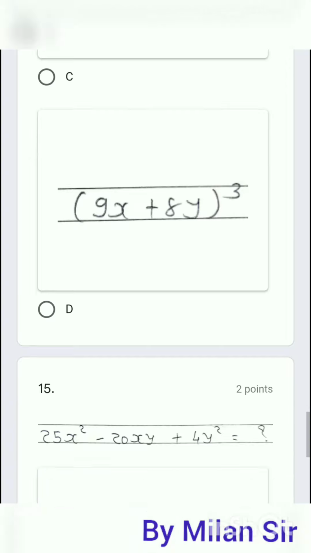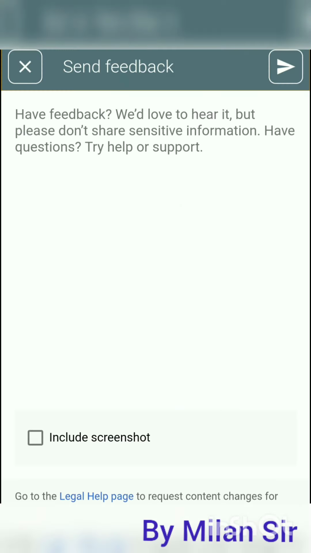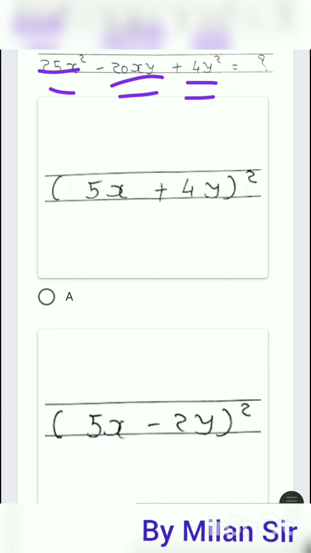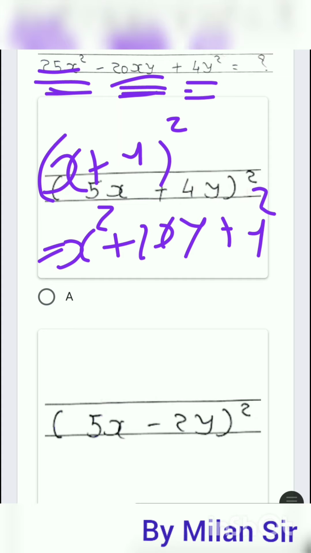Okay. After that, question number 15: 25x square minus 20xy plus 4y square. So we just need to think about which identity we can put here. We have one identity for (x plus y) all square. It is x square plus 2xy plus y square. Right, so here we have this form: x square, xy and y square. So maybe we can use this identity here.